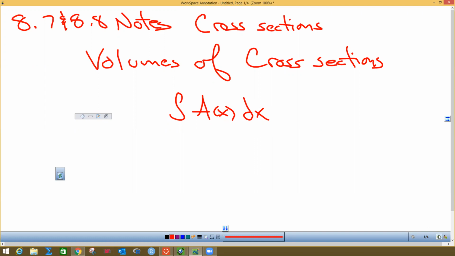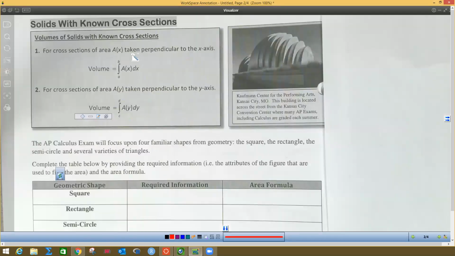Okay, and there's 2 different kinds. There's the ones with x. I'm going to talk about these real quick. So if you're talking about perpendicular to the x-axis, that's the key wording here. It's going to say cross sections and perpendicular. This is a dx problem where everything's got to be in dx form, and then this is the left x value, and this is the right x value where the bounds are.